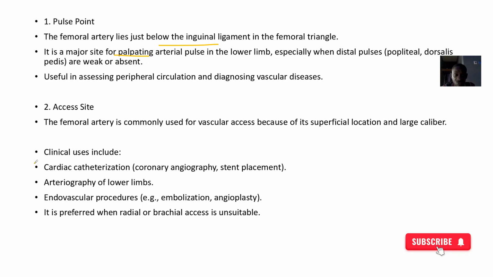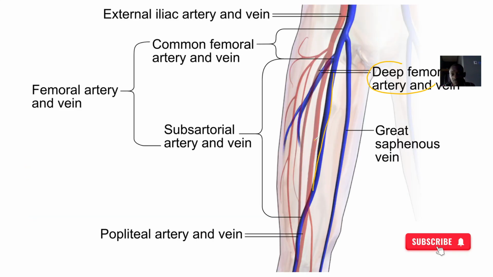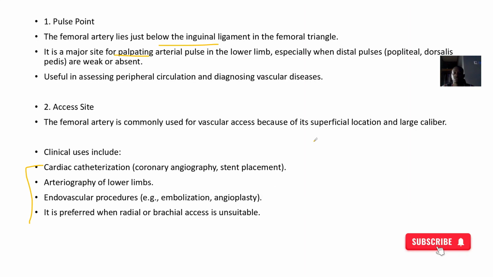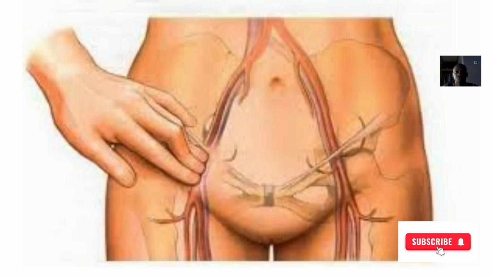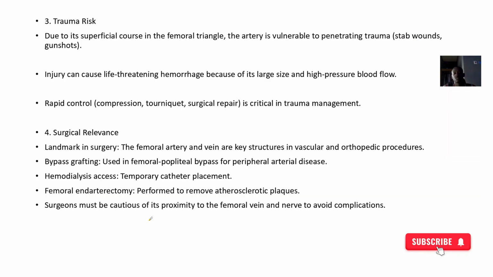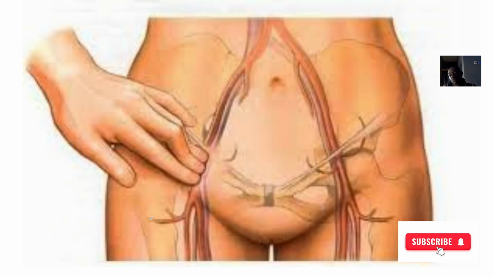As a clinical use, it serves as an access site. It can be used for cardiac catheterization. You can put a catheter right in this femoral artery up to the heart. Then arteriography of the lower limb, endovascular procedures, and it is preferred when the radial and brachial sites for access have failed. So this is taking a pulse.